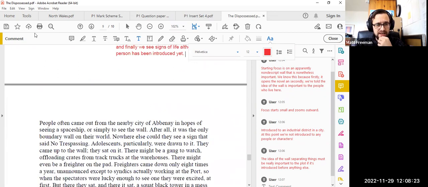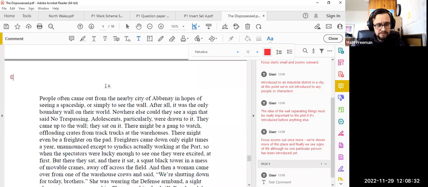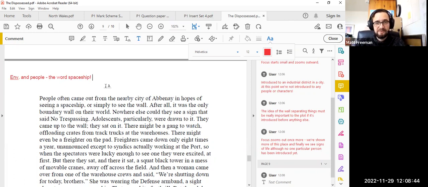Moving on, what we can see here is, again, glimpses of stuff. And this is quite interesting as well. Again, we're dealing with environment and people. The word spaceship here, and the rocket pad before as well. They suddenly show us, don't they? So this gives us a sudden introduction of a new focus, in passing. It's only briefly mentioned. Suddenly changes the story.